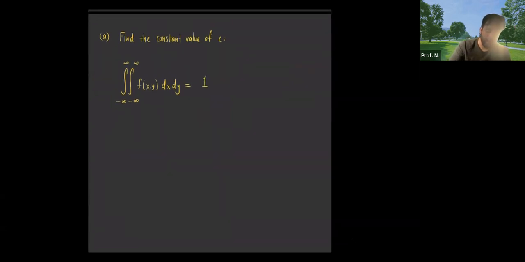So it says find C. So the first part of it is find the constant value of C. So we know that if you're a joint PDF of any sort, if you integrate over the entire region, so actually, if you integrate negative infinity to infinity, negative infinity to infinity of f of x y dx dy, it must equal 1, right? That's just a probability axiom.